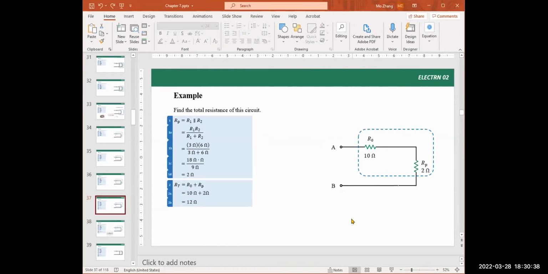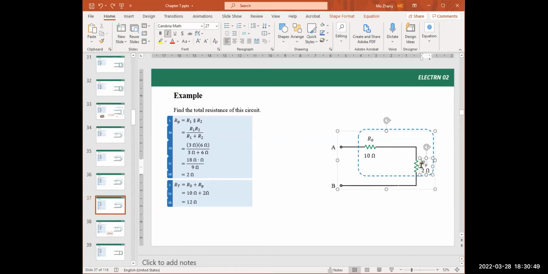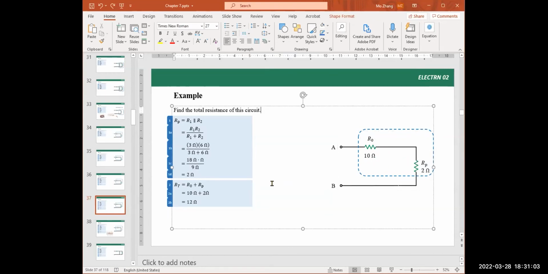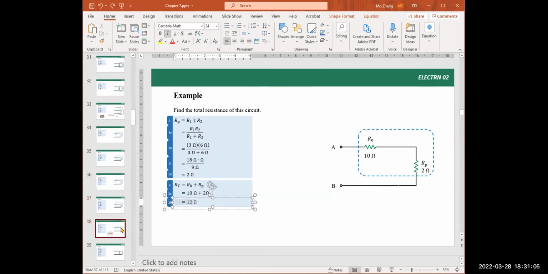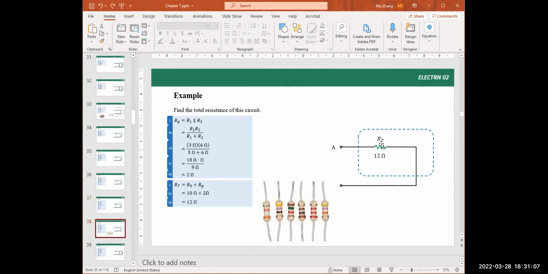And then next is also a not mandatory step, but if you draw the circuit, doesn't hurt, maybe it's better. So we can combine R0 and RP and then turning this subsystem to one resistor, a system with only one resistor, just by adding this up. 10 plus 2 is 12 ohm. And we can redraw the circuit just by here, 12 ohm.